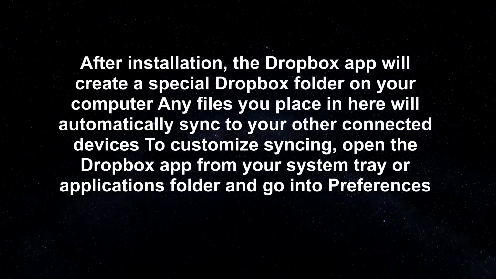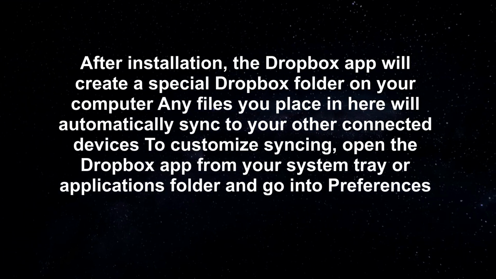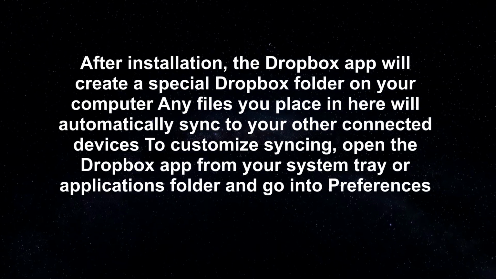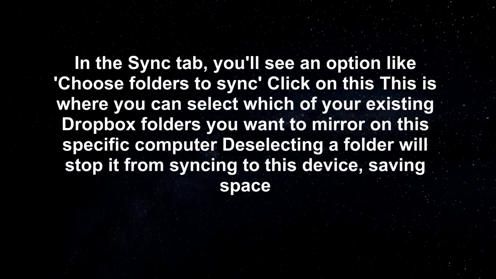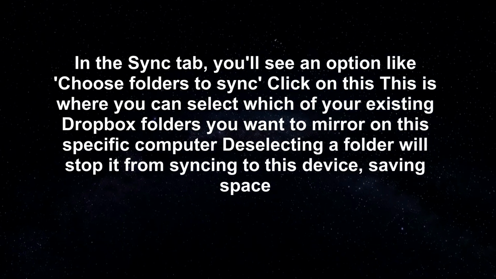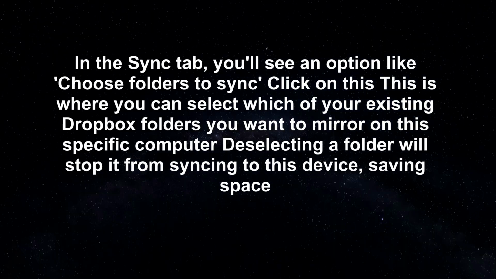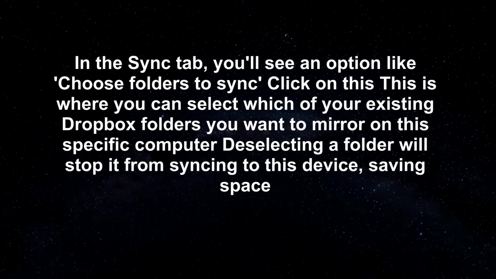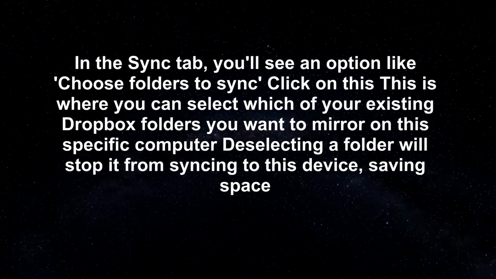To customize syncing, open the Dropbox app from your system tray or Applications folder and go into Preferences. In the Sync tab, you'll see an option like Choose Folders to Sync. Click on this. This is where you can select which of your existing Dropbox folders you want to mirror on this specific computer. Deselecting a folder will stop it from syncing to this device, saving space.